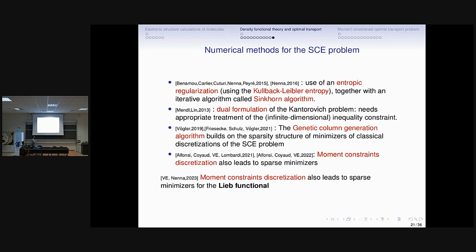What I'm going to tell you about now is this approach that we studied. One of the interests of this approach, since all methods have pros and cons, is that it leads to sparse minimizers, and this property can be used to implement numerical schemes. So the rest of my talk will be devoted to explaining what we can say about these moment constraints discretizations and what we can do with them.